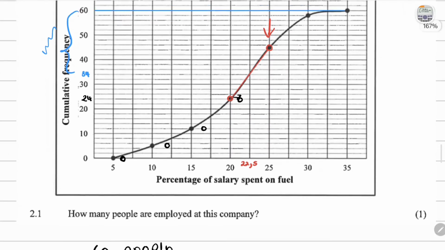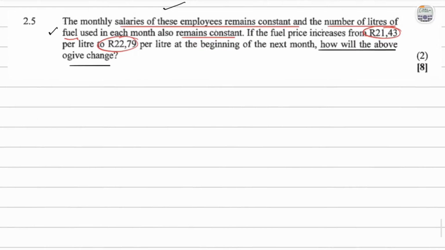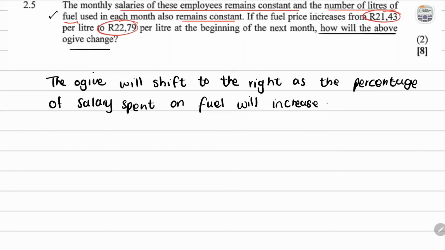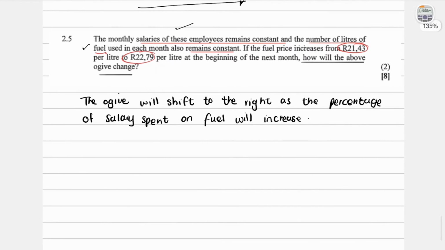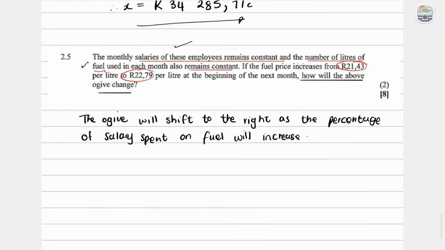So what happens to the ogive? It's going to shift to the right. So I'm going to just say that: the ogive shifts to the right, because the percentage of salary spent on fuel will increase, since the salary did not increase. Okay, so that is it for statistics. And I will see you guys in analytical geometry.